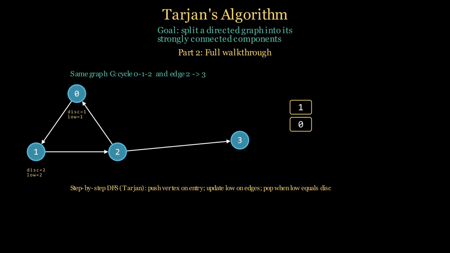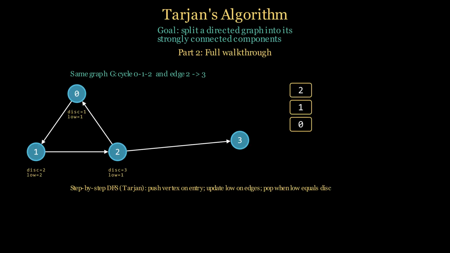Follow the edge 0 to 1. Vertex 1 is discovered second, so disc and low both start at 2. Push 1 above 0. Edge 1 to 2, vertex 2 is discovered third, so disc and low both start at 3. Push 2 on top.